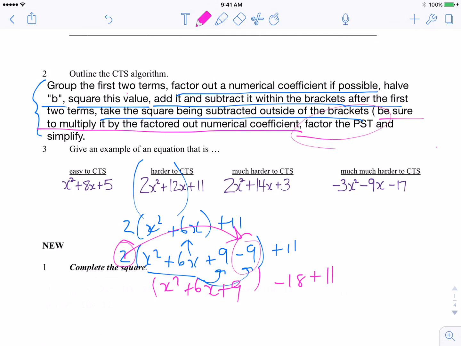And we factor the perfect square trinomial, and we would get 2(x plus 3) squared, and negative 18 plus 11 would be negative 7. This is the example you saw in last day's handout. And then we simplified, so then we're done.